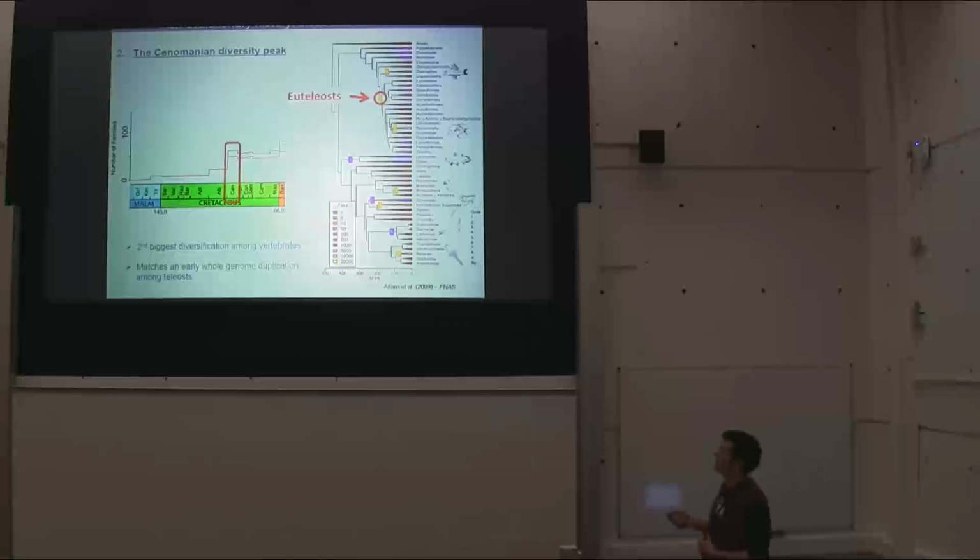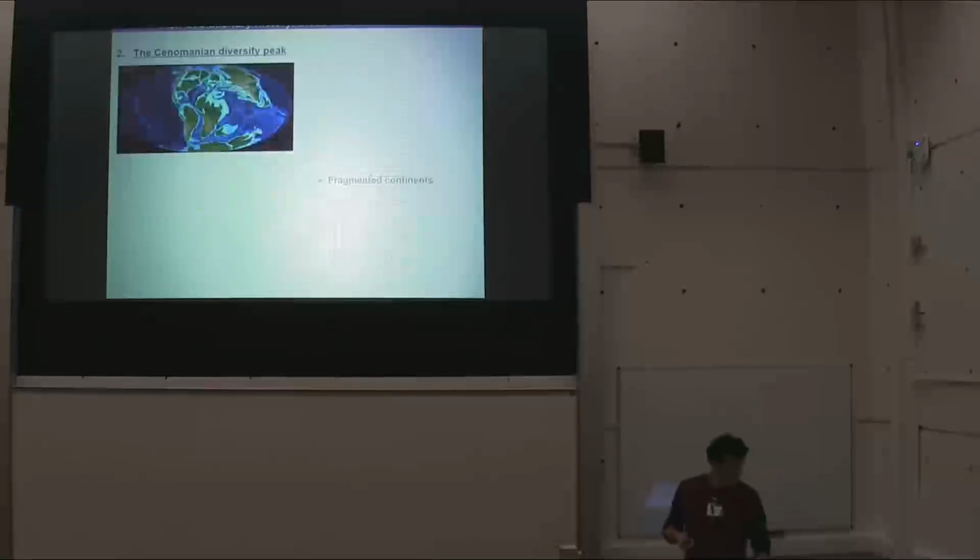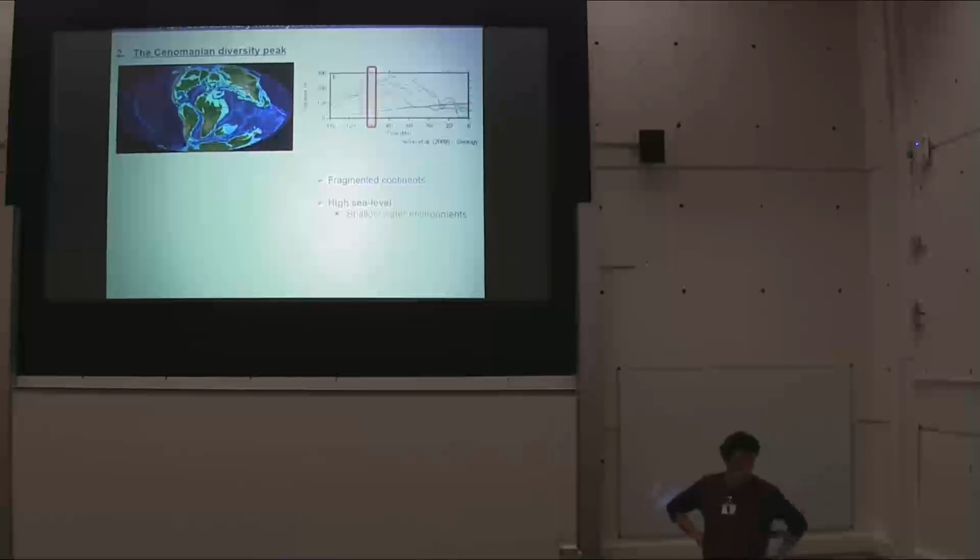And they link this to a whole genome duplication, which is a bit hard to test actually, but we've tried to look at what other factors may have favored those diversifications. So we still have fragmented continents in the Cenomanian, but we also have very high sea levels, which provide very shallow water environments for epicontinental seas.